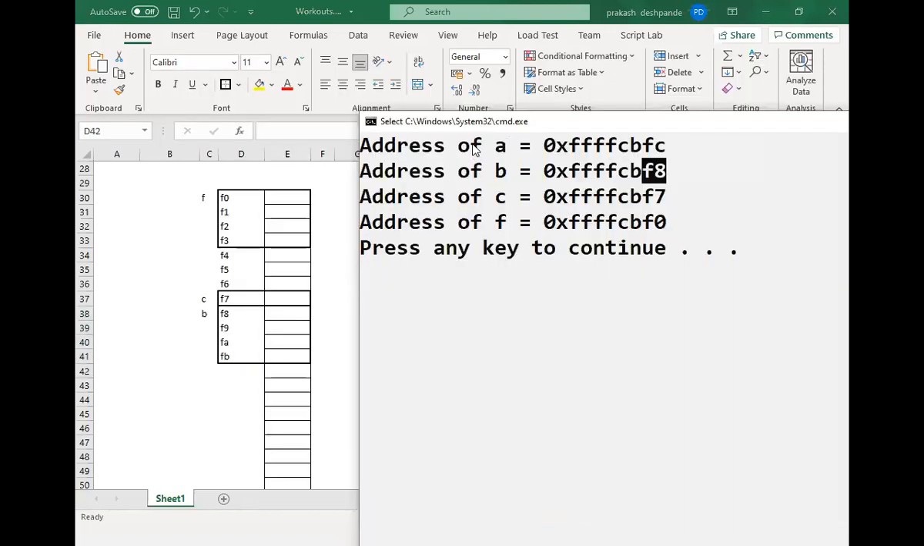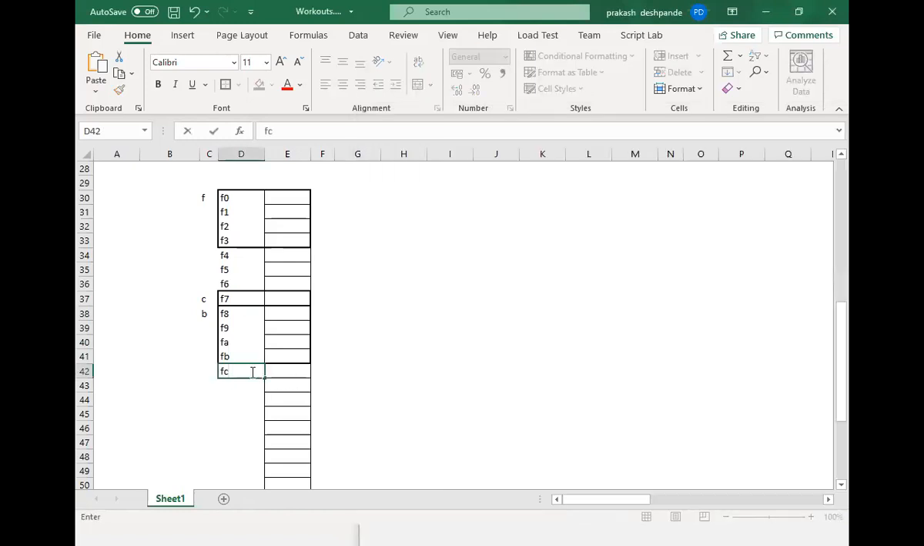Right? Next, we have a variable A. For variable A, what is the starting address? FC. A is also an integer, so again it requires 4 memory blocks, starting from FC. After FC, FD, FE, and FF. These 4 blocks are allocated for the variable A.